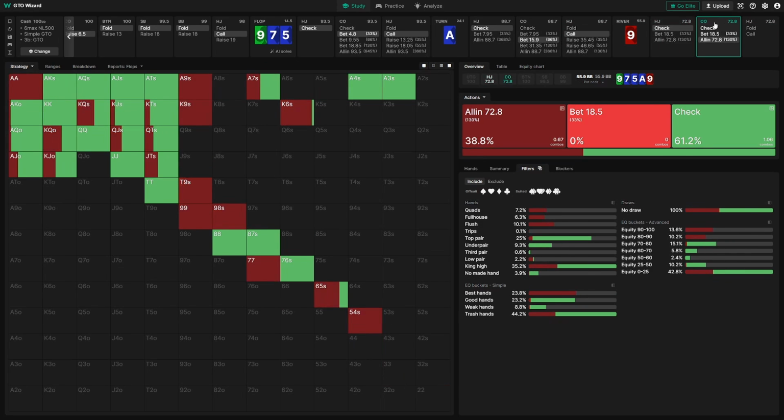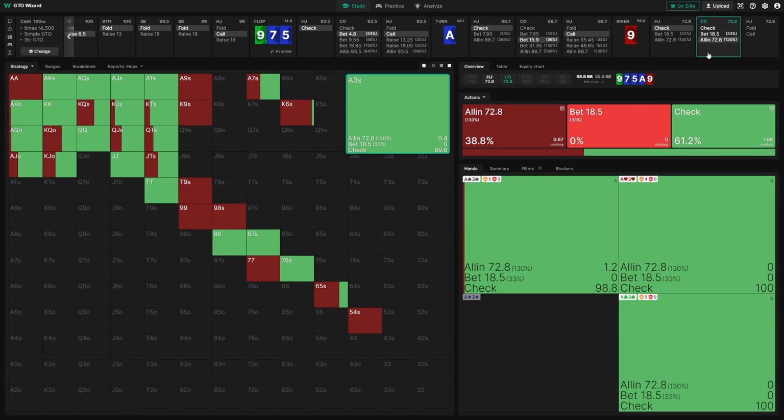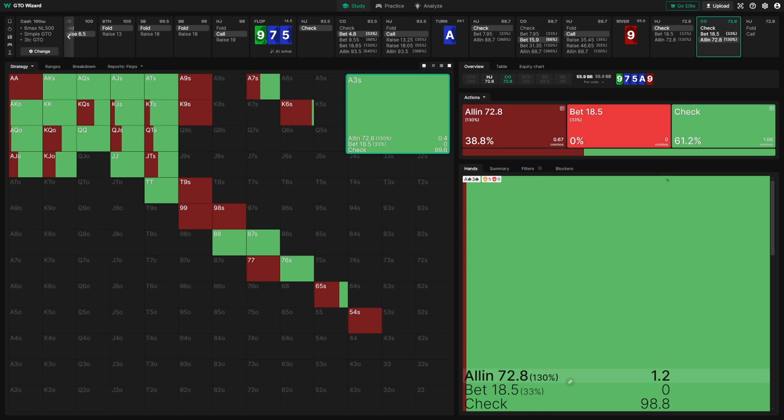River's the 9 of hearts. And here you decide to go all in with ace-3. You look at the solver and you realize, oh, okay, it's mostly checking this hand, but you know what? It's shoving at a low frequency. We'll call this a low frequency play. Move on, nothing more to see here, right?